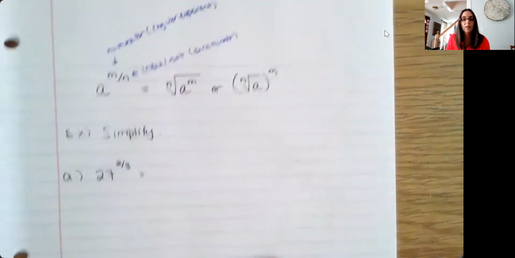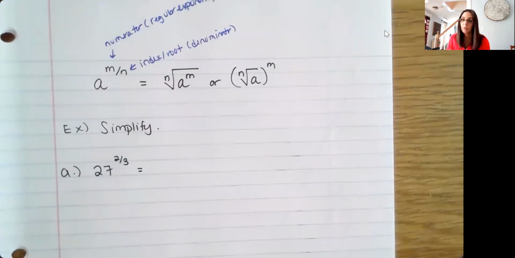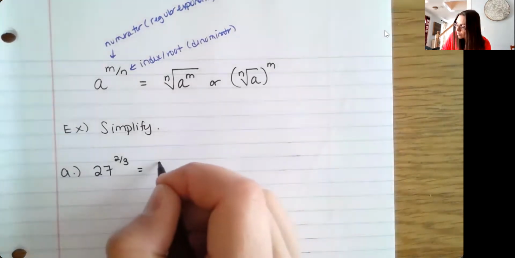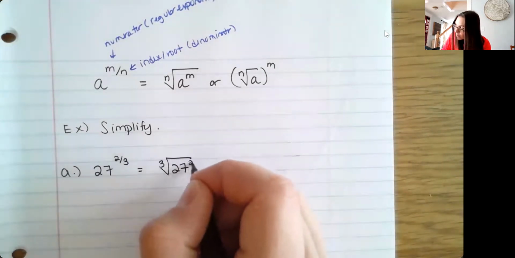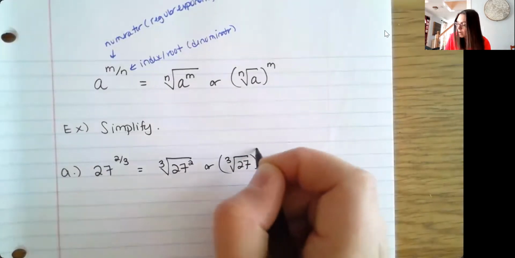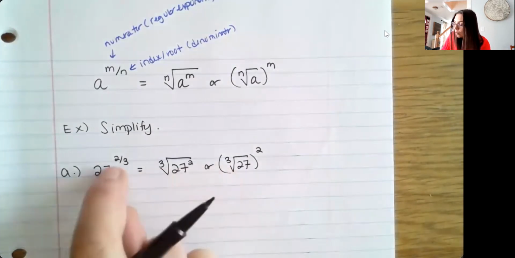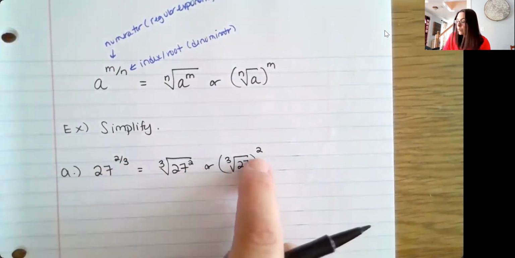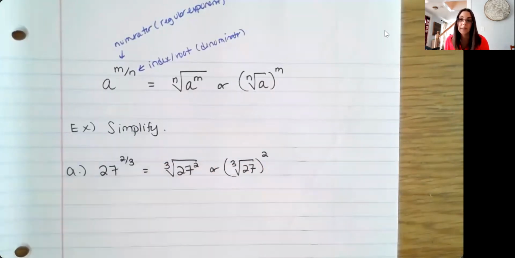So I have 27 to the 2/3 power. Now remember the denominator is your root. So this is the same thing as the cubed root of 27 to the second power, or the cubed root of 27 to the second power. So your denominator is your root, and then your numerator is your power. These will actually give you the same answer. It just usually happens that one of them tends to be easier to simplify. And you want to look at both cases.